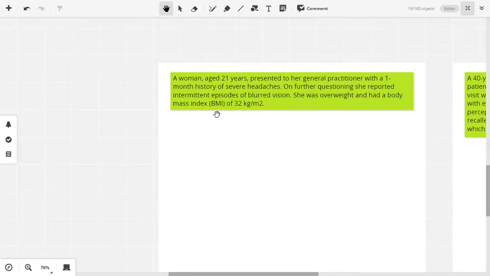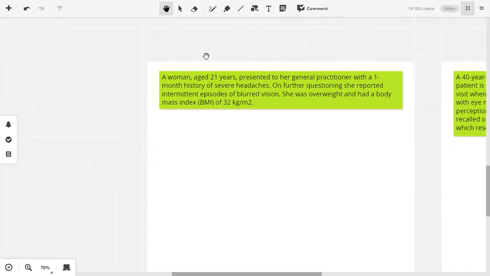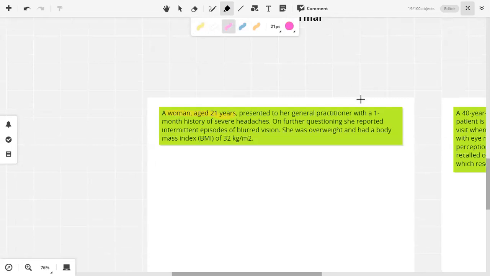So let's take a look at this patient. She's a woman, 21 years old, and she presents to her general practitioner with a 1 month history of severe headaches. Yeah, this is our first presenting complaint. Severe headaches. कितनी duration है?